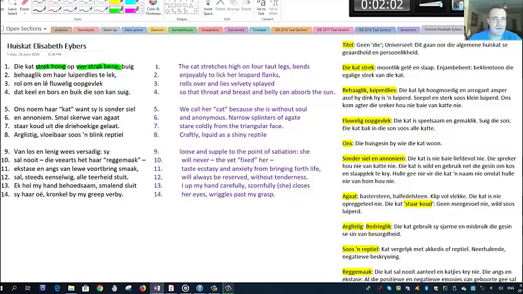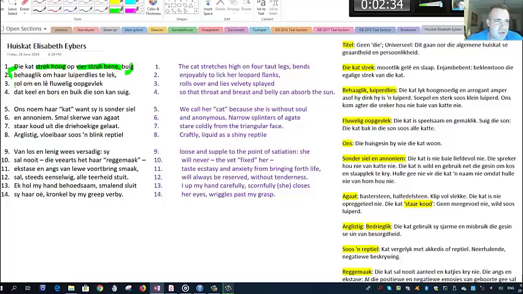Buig behaaglik. See the enjambment there? Flows into the next line. Behaaglik, enjoyably, sort of pleasurably. Om haar luiperd lies te lek. She stretches out, bends over to lick her tummy, lick her rib area, the flanks, like a leopard. Okay. Then you can almost picture this cat, stretching, rolling around to lick itself.